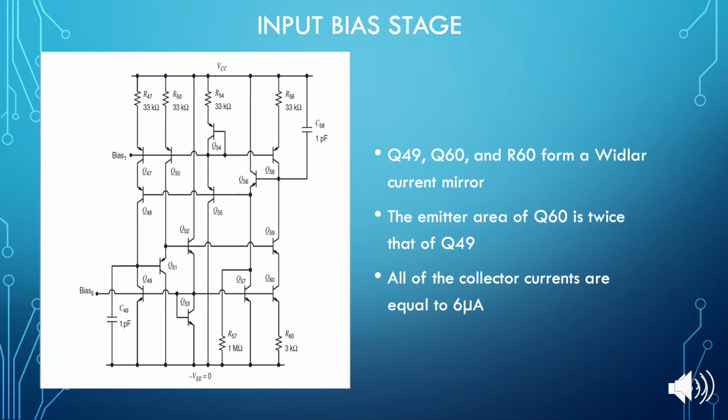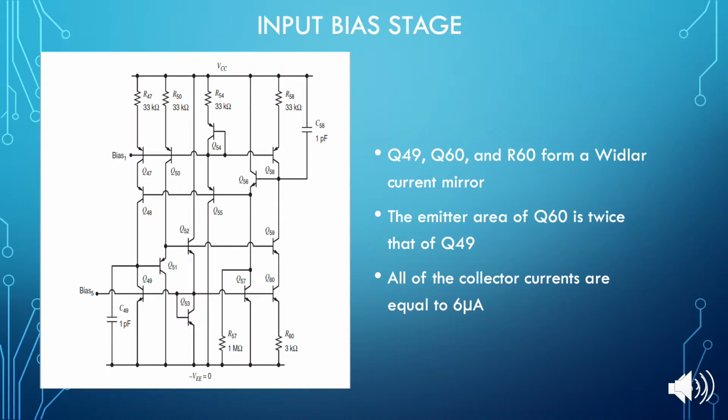For the purpose of going over these stages, I will be referring to the transistors as Q and the number of the transistor that I am referring to. So in the input bias stage, Q49, Q60, and resistor 60 form a Widlar current mirror. Instead of diode connecting Q49, the bases of Q49 and Q60 are driven by a unity gain buffer formed by Q50 to Q53 to follow the collector of Q49.